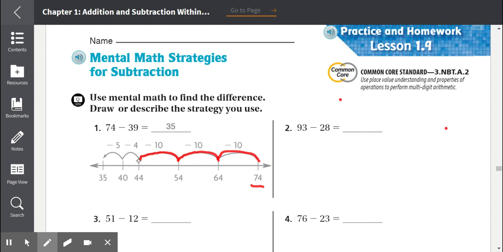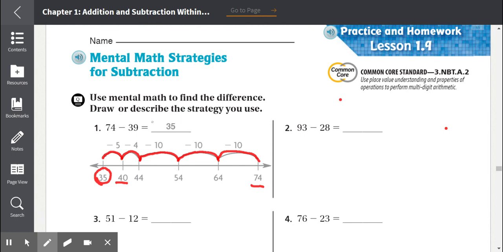So let's make a jump from 44 to 40. 40 is an easy number to use, and we subtracted 4. So now that's 10, 20, 30. 30 and 4 makes 34, but we have to subtract a total of 39. So we still have 5 more to go. So we do our final jump of 5. Now we're at 35. 40 minus 5 equals 35. Our difference is 35.